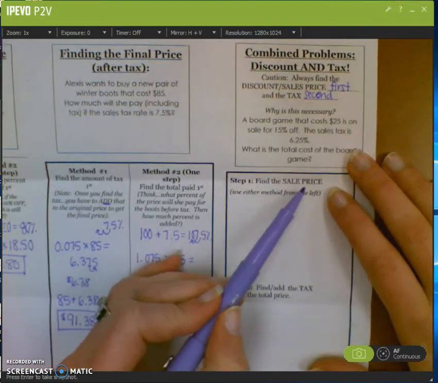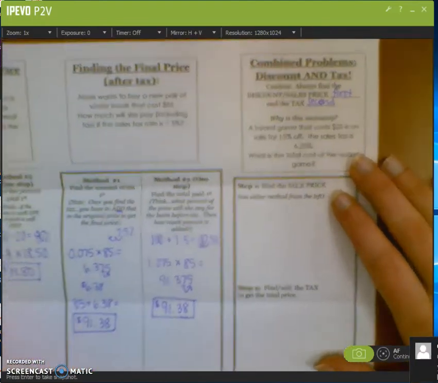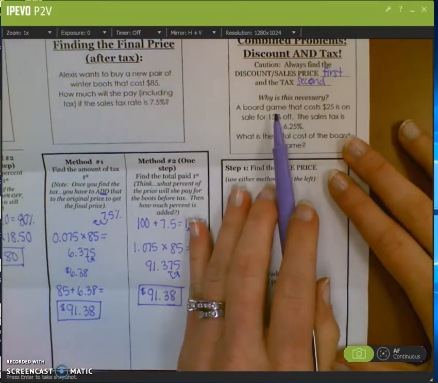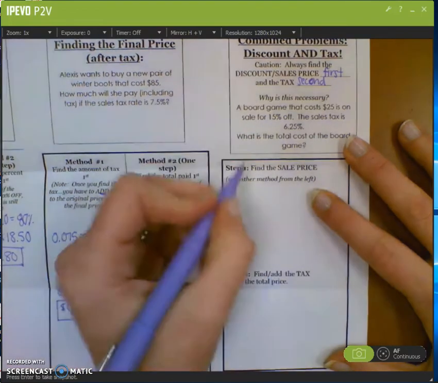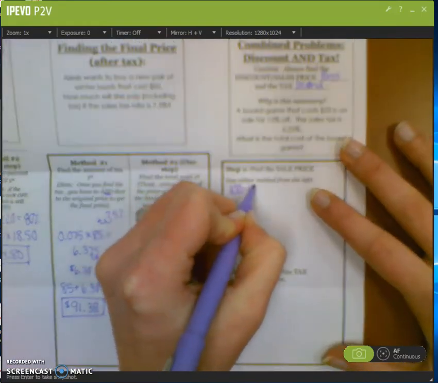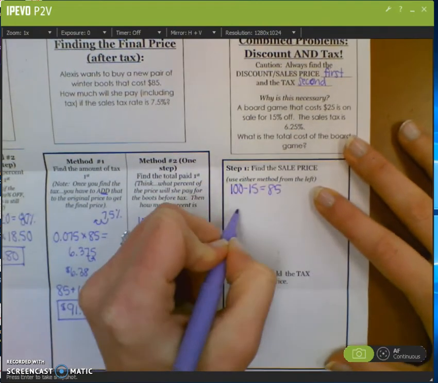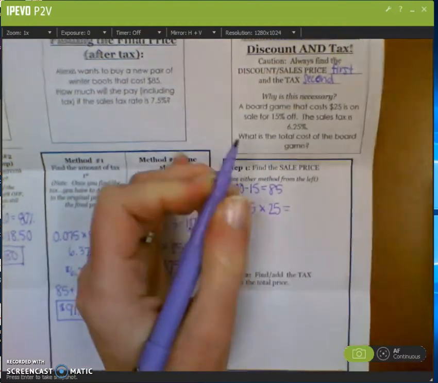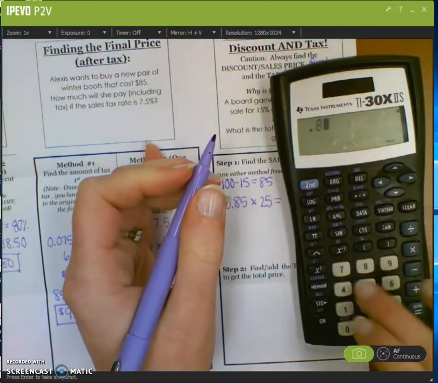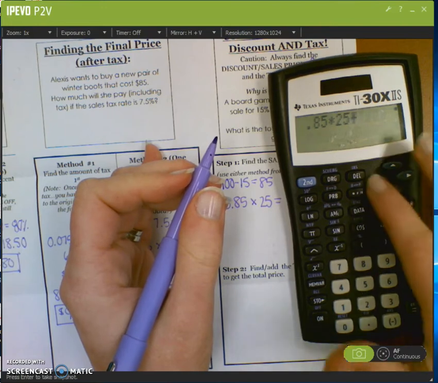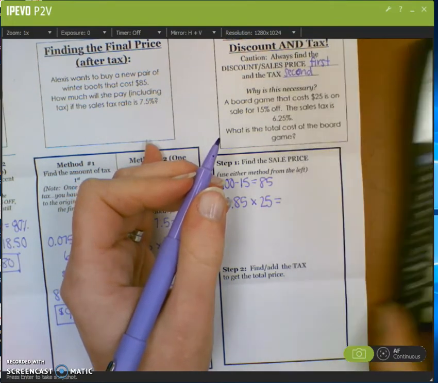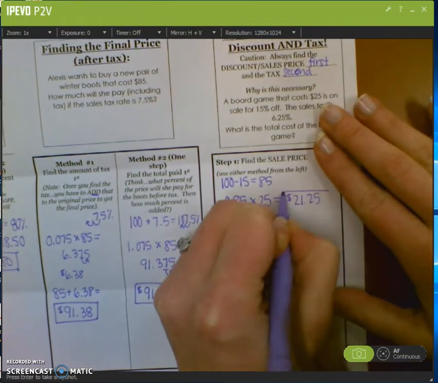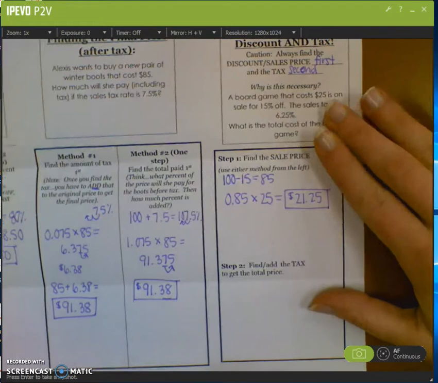We have to find the sales price first, and we can use either method from over here. Like I said, I'm going to use method 2. So I'm going to find 15% off. That means that I paid 85% because 100 minus 15 is 85. So I'm going to find 85% of 25. And again, I'm just going to pull this over. 21 and 25 hundredths is the sales price. That's 85% of the total.